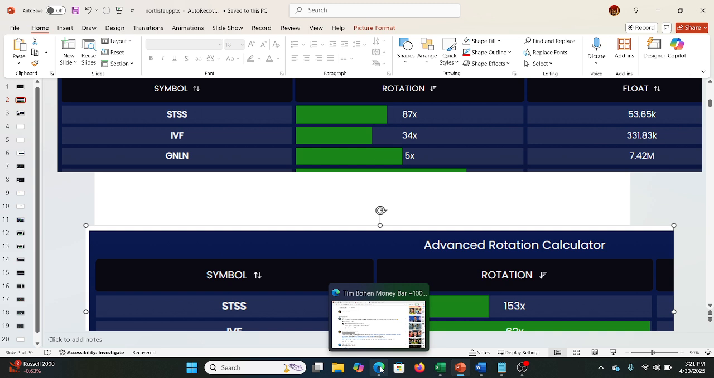So we go and look at the chart. First of all, 34x this early in the morning is pretty good float rotation. The float is tiny. Look at this, 331,000. So really small float, really good float rotation.